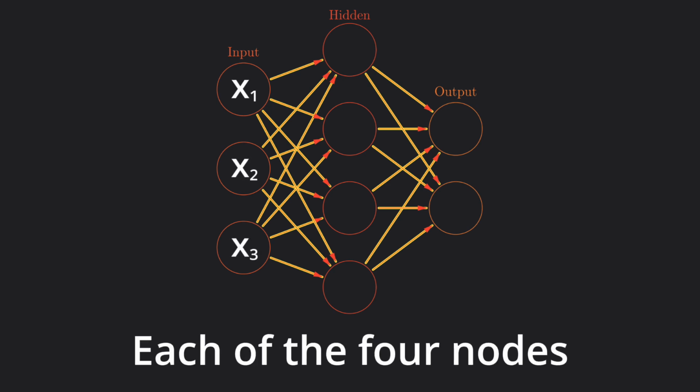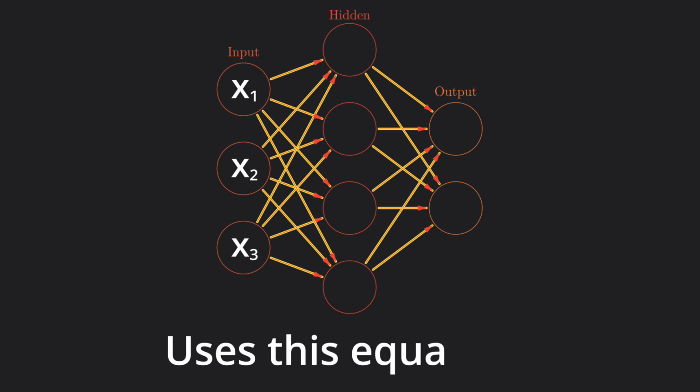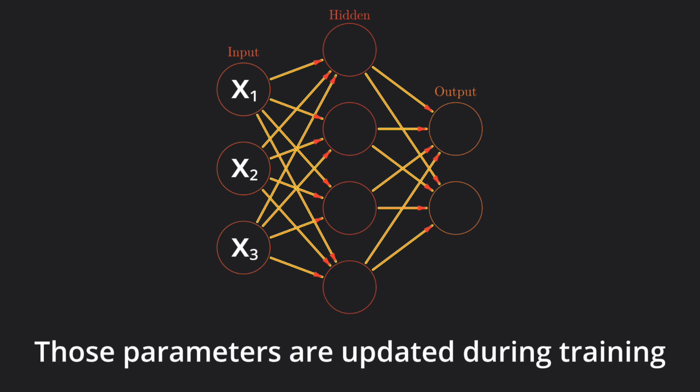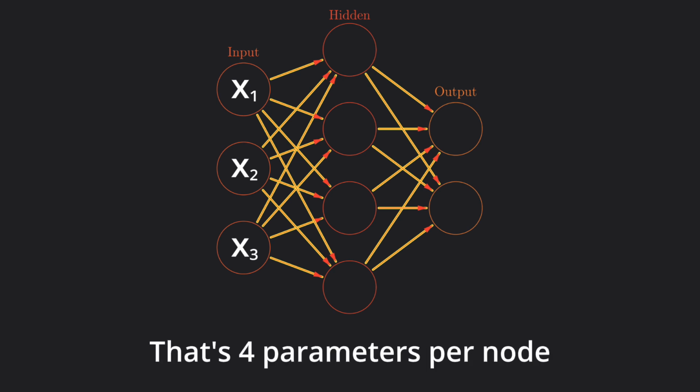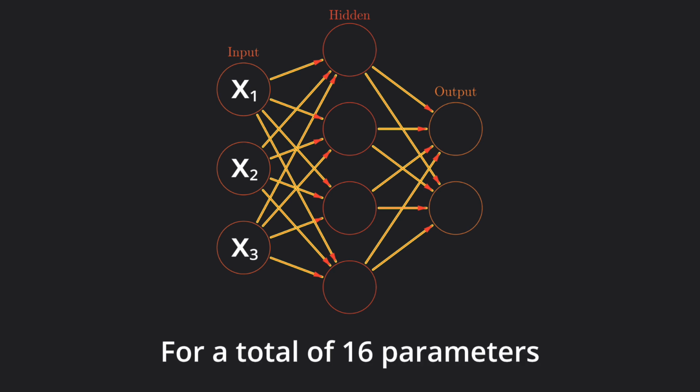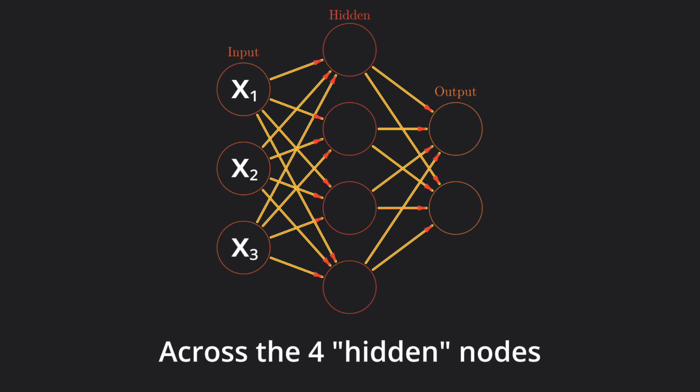Each of the 4 nodes in the next layer actually uses this equation. Each node in that layer stores its own set of parameters, which are w1 through w3 plus the constant term b. Those parameters are updated during training. Just to be clear, that's actually 4 parameters per node in this middle layer for a total of 16 parameters in that column of 4 nodes.